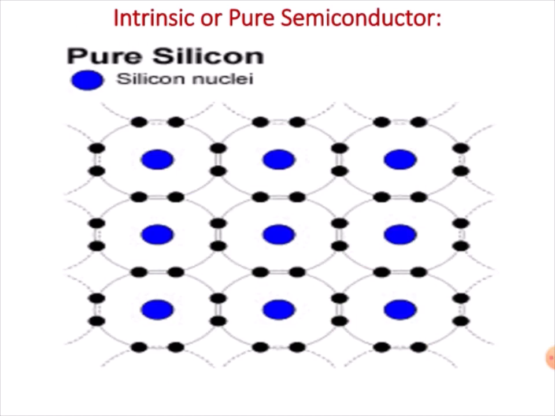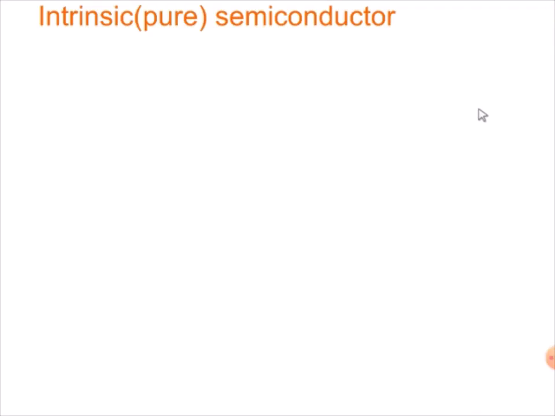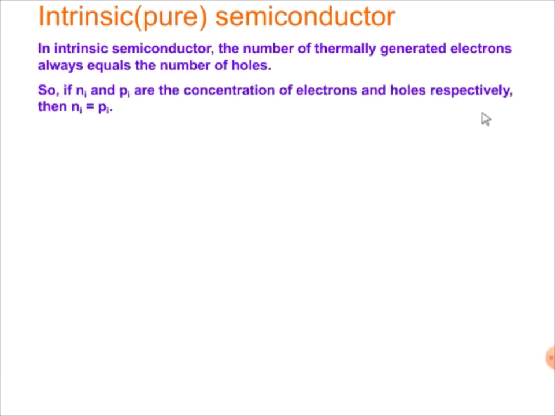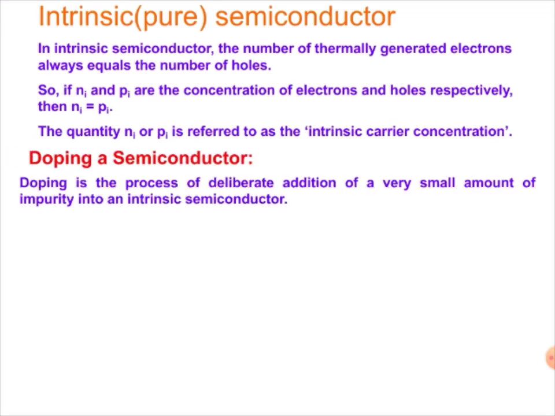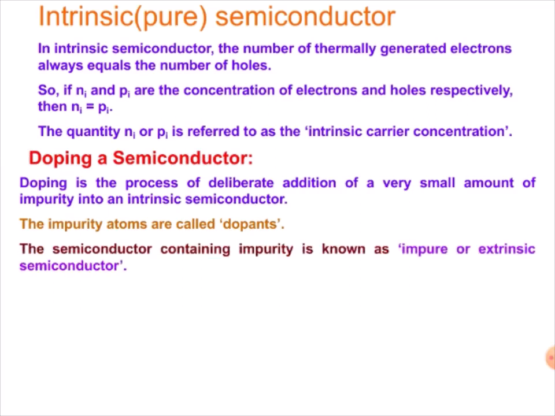This is about pure silicon. We have an intrinsic semiconductor. We know that the number of thermally generated electrons and the number of thermally generated holes are equal. ni is equal to pi. Doping is a deliberate addition of a very small amount of impurity atoms into an intrinsic semiconductor. Mind you that in this process of doping, it should be a deliberate addition of the impurity atoms in a very controlled manner, and the impurity atom so added, we call it a dopant. The semiconductor containing impurity atoms, we call it an extrinsic semiconductor.